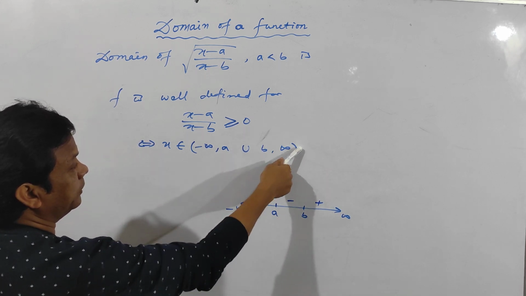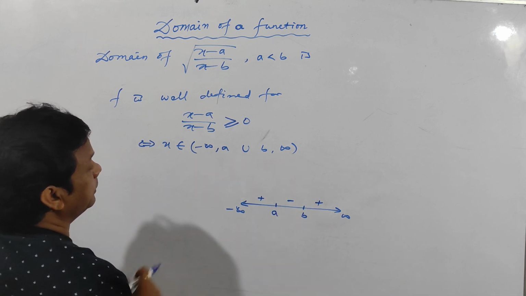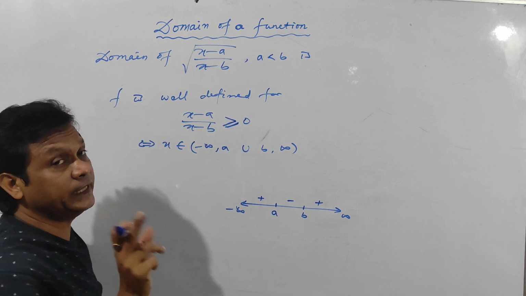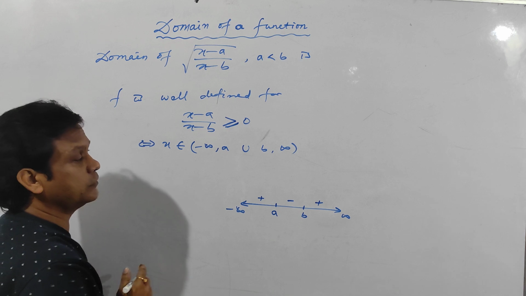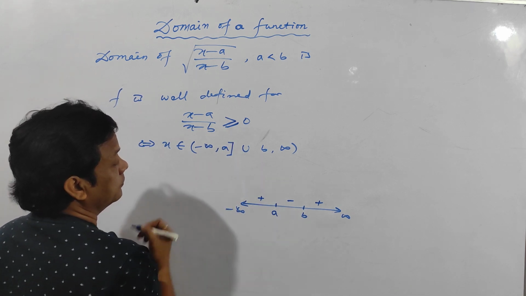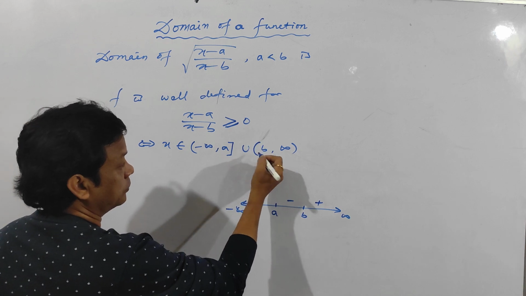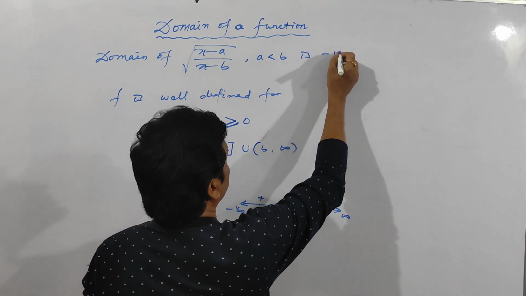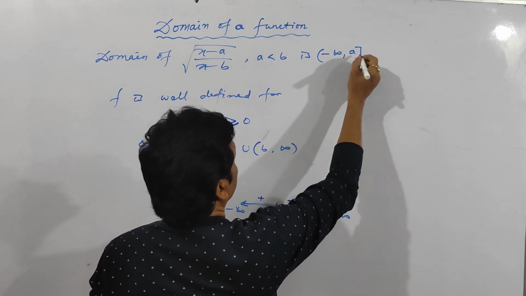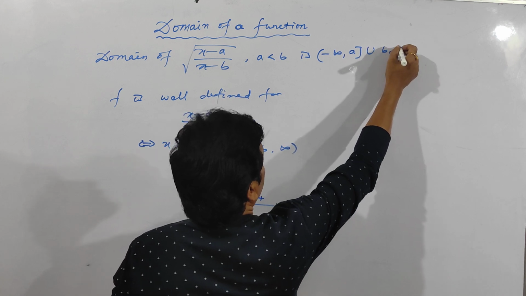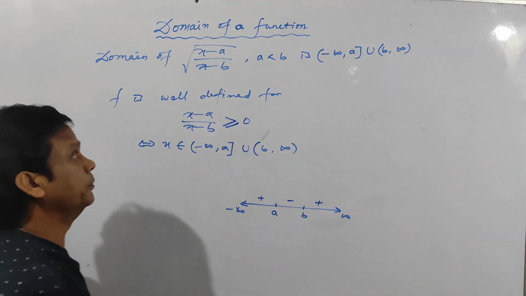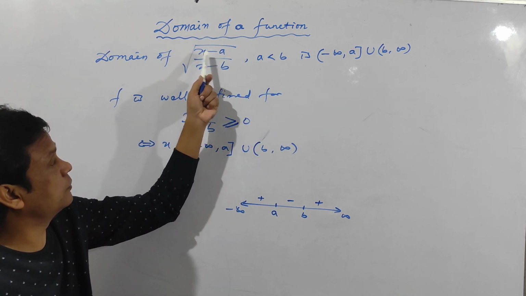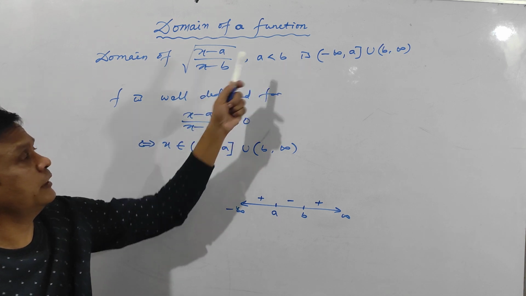I have given open intervals at infinity and at minus infinity. Now equal to 0. P by q will be 0 if p is 0. That means x minus a equal to 0. So x is equal to a. So you should include a and this will be an open interval. Clear? So the domain is minus infinity to a union b to infinity. So this is the domain of the function square root of (x minus a) by (x minus b), where a is less than b.